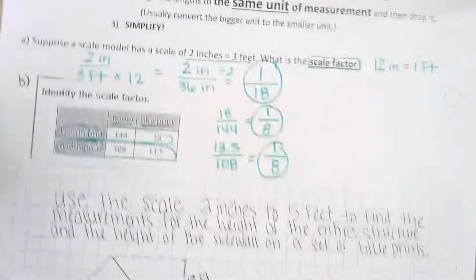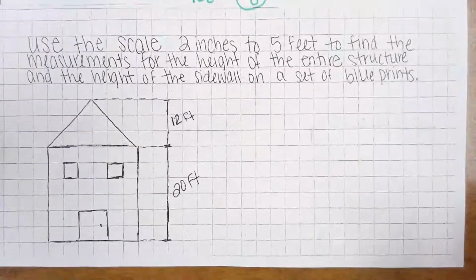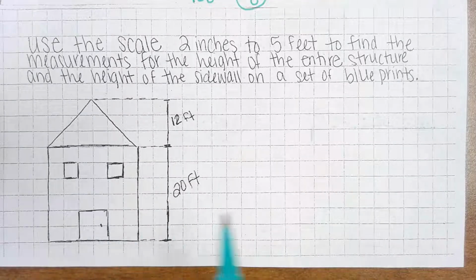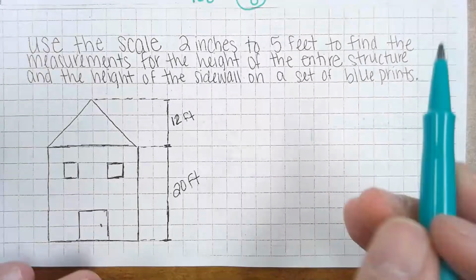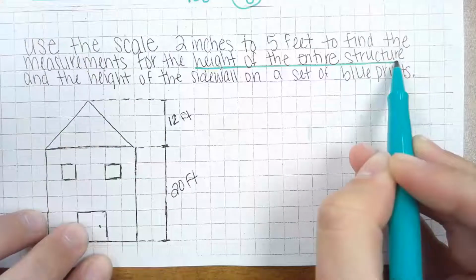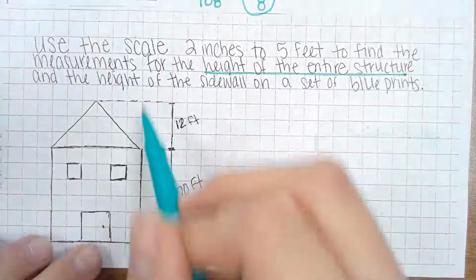All right, last question here. So use the scale 2 inches to 5 feet to find the measurements for the height of the entire structure and the height of the sidewall on a set of blueprints. So we notice how we're going to have to do a couple of different proportions here. The first one is they want us to find the height of the entire structure. So that means the wall and the roof.